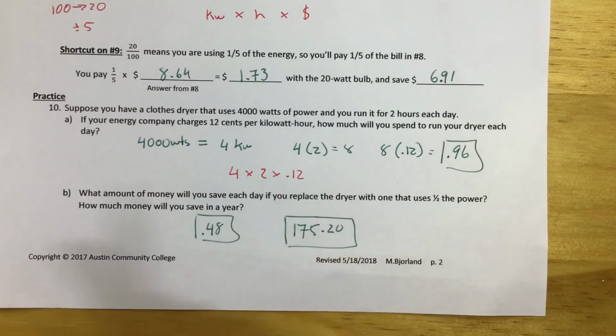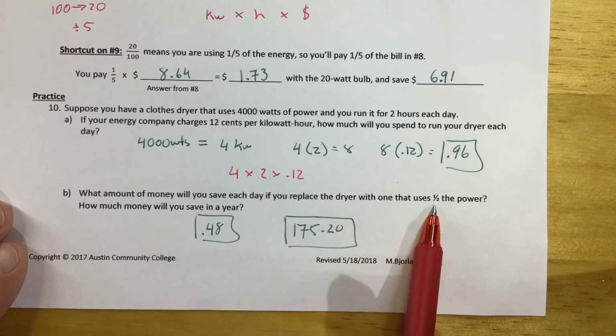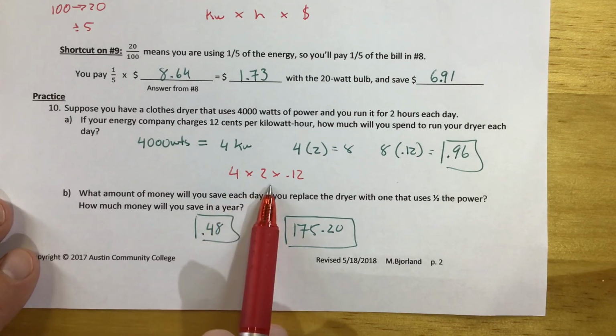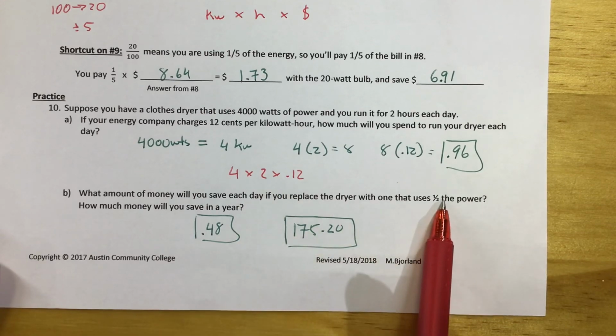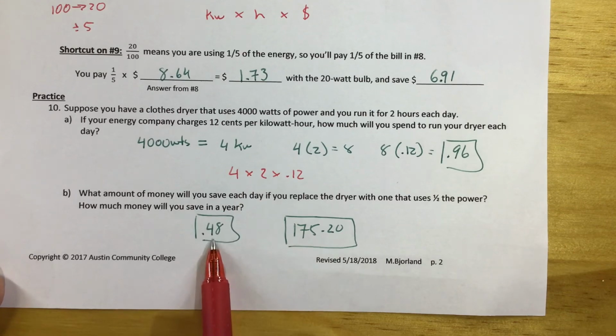All right, part B. How much money will you save each day if you replace the dryer with one that uses half of the power? We're changing one of the pieces by a factor. So if it uses half of the power, that means if it's using half of the wattage, how's that going to change your bill? It's going to cut it in half. As I described before, however that changes one thing, it changes the whole thing by the same amount. So that ends up cutting it down by half, down to 48 cents.